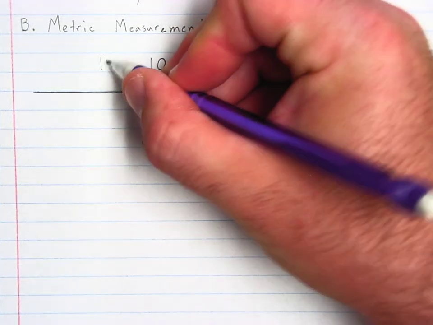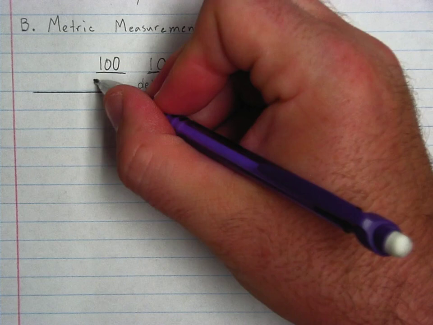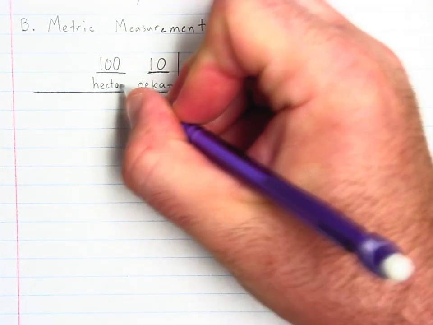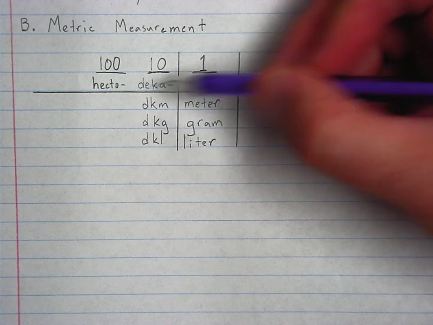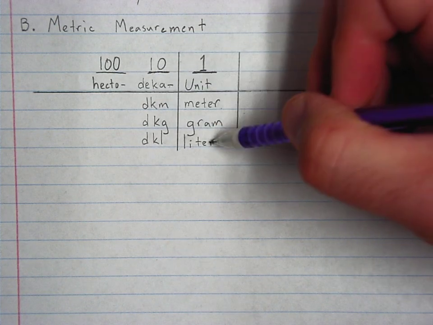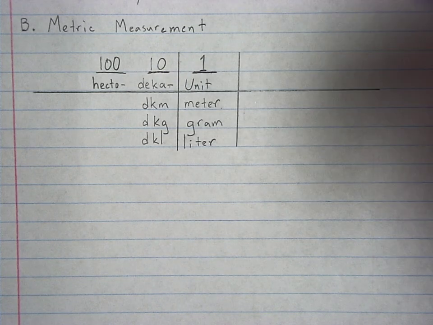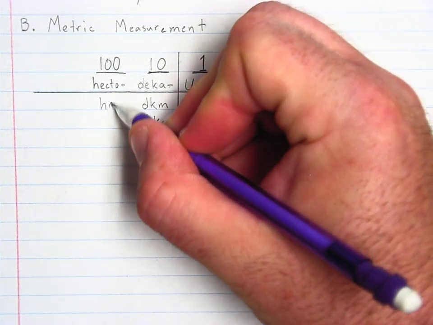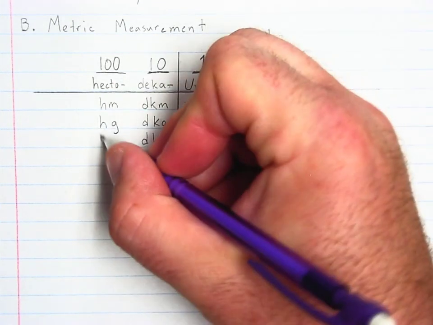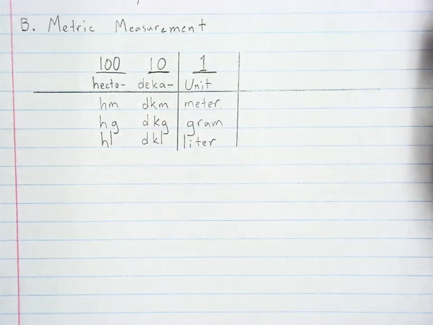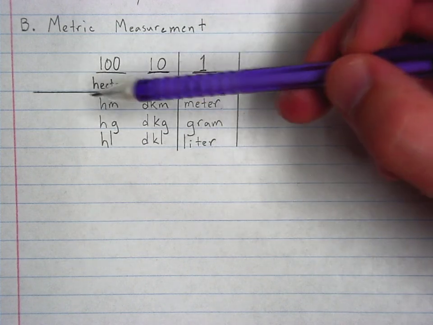If you want to go up 100 times, so now we want to get even larger, we use the prefix hecto. Hectometer, hectogram, hectoliter: 100 meters, 100 grams, 100 liters. Now, I don't expect you to memorize all this, but if you write it down, you can at least refer back to it later. Especially this column that we're going to do all the way over on the left now.